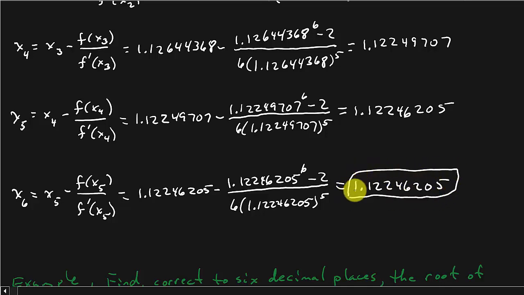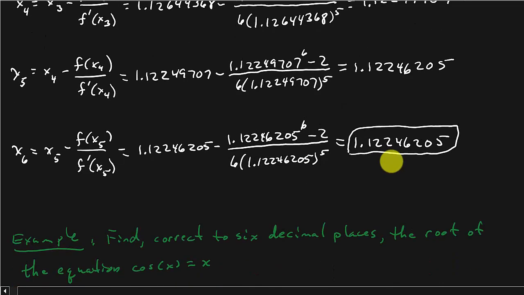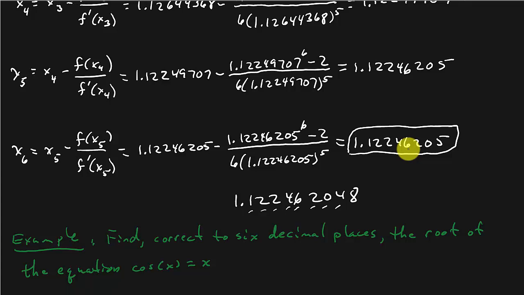Now, let's just see here what we would get if we actually put this into our calculator. So when I plug this into my calculator, we get 1.122462048. So you can see there are 8 decimal places. If you round it to 8 decimal places, that would match exactly. So you can see how accurate this is when we're doing it.